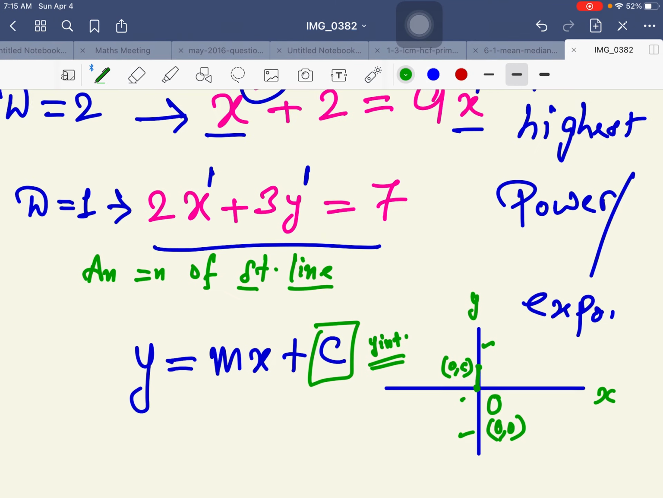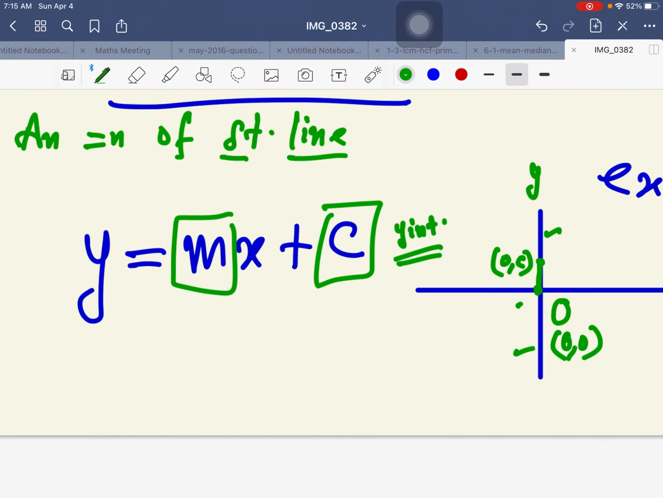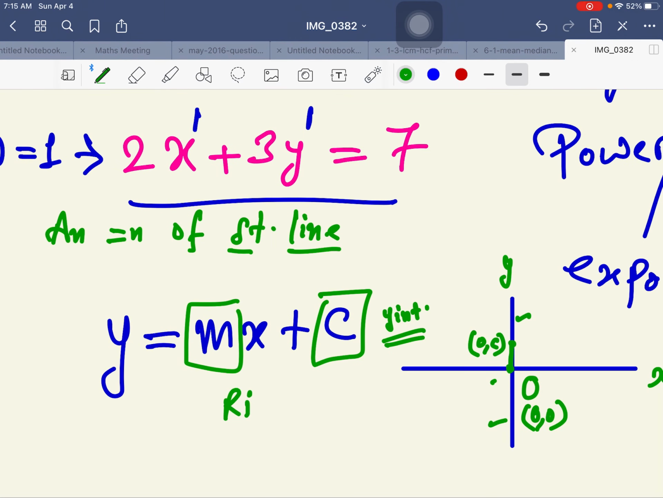You have to find this c on the y-axis. First step. Afterward, m is called the gradient of the straight line. In simple words, gradient is given by rise divided by run, rise over run. Suppose in this example my m is 3 by 2. If m is 3 by 2, I match up here 3 by 2. So rise is 3, run is 2.